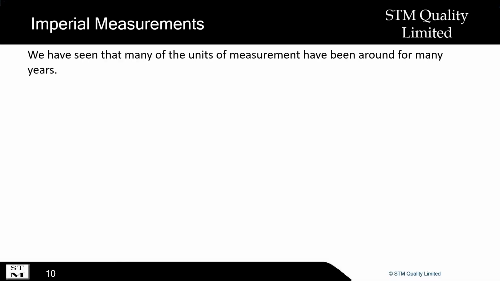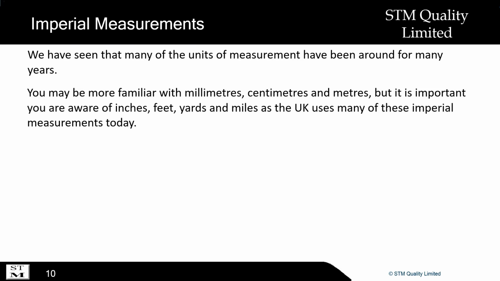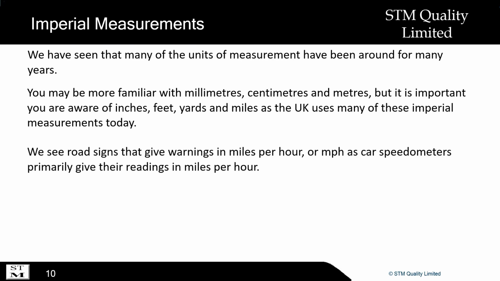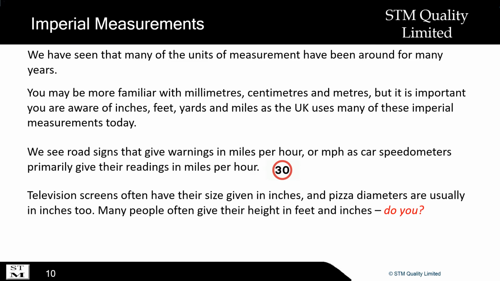We have seen that many of the units of measurement have been around for many years. You may be more familiar with millimeters, centimeters and meters, but it is important you are aware of inches, feet, yards and miles, as the UK uses many of these imperial measurements today. We see road signs that give warnings in miles per hour, or mph, as car speedometers primarily give their readings in miles per hour. Television screens often have their size given in inches, and pizza diameters are usually in inches too. Many people often give their height in feet and inches. Do you?